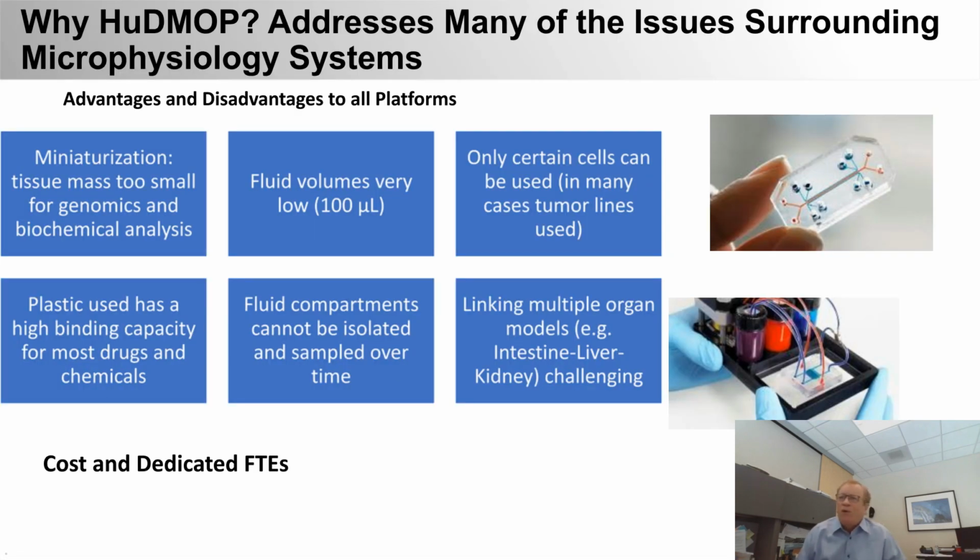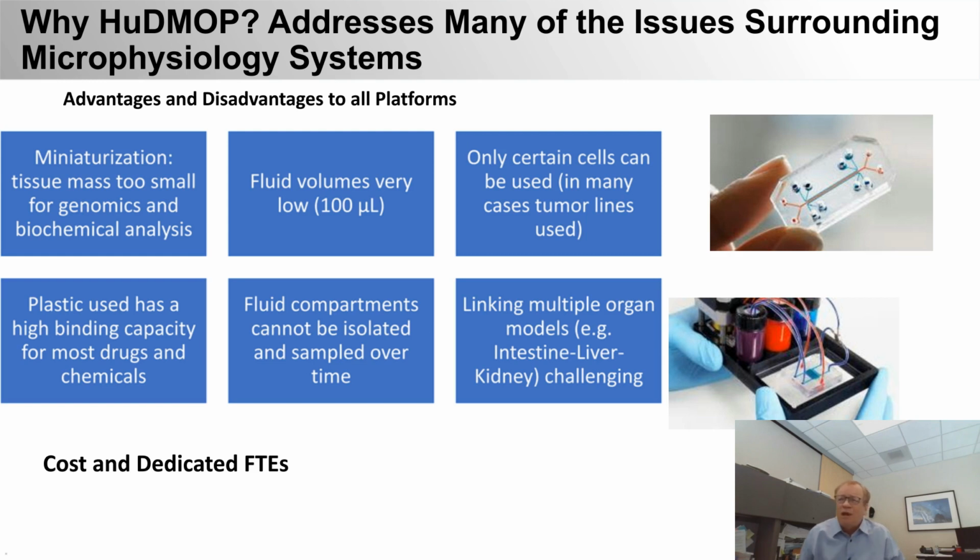And why HUDEM-UP? Why do we need this? And why is this model different? Well, for several years now, we've all been reading about organ on a chip. And although this technology is really quite brilliant in terms of its engineering, there are some disadvantages in terms of the biology, which I'll go over. And remember, all in vitro systems, all platforms, nothing is 100%. So there's advantages and disadvantages to all platforms.